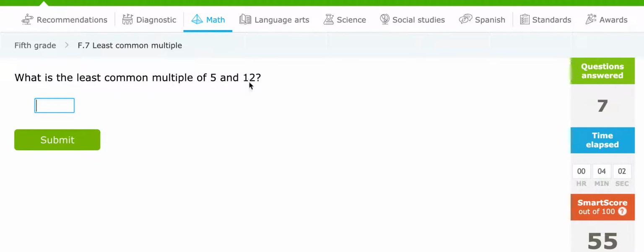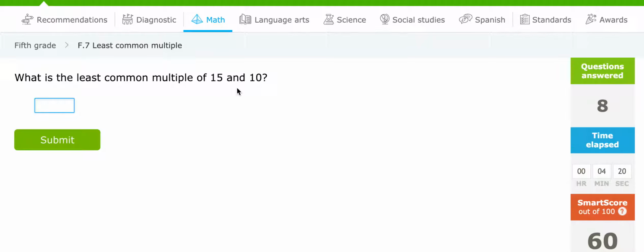5 and 12. Again, 12 is going to be 2 times 2 times 3, so I need two 2's and one 3 from the 12. And 5 is just prime, so I'm going to have to keep the 5 as well, which means I have two 2's, one 3, and a 5. If I multiply all of them together, I will get 60.